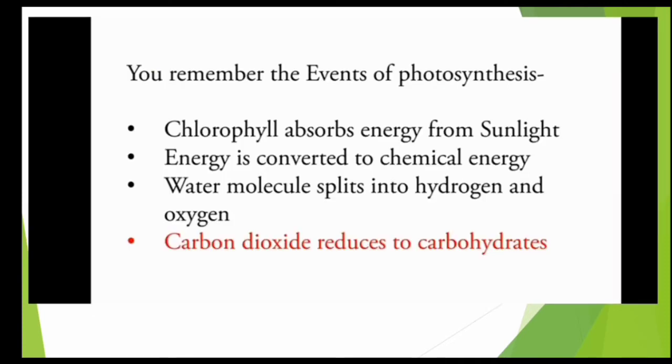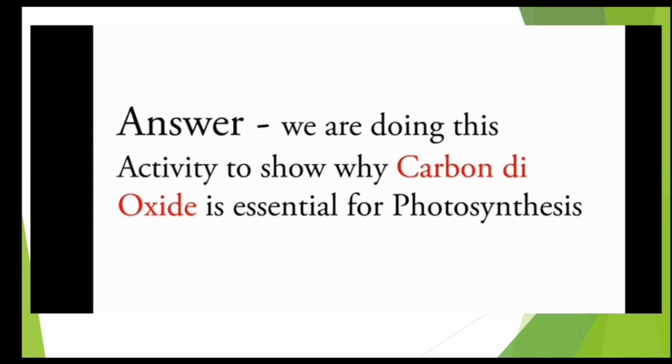And I think you remember that chlorophyll absorbs energy from sunlight. In absence of chlorophyll, food cannot be prepared. Light energy is converted into chemical energy. The water molecule splits into hydrogen and oxygen, and oxygen is the waste material for the plant, which is excreted out of the plant through the stomata with the help of guard cells. And as we know, carbon dioxide reduces to carbohydrates and the extra food is stored in the form of starch.